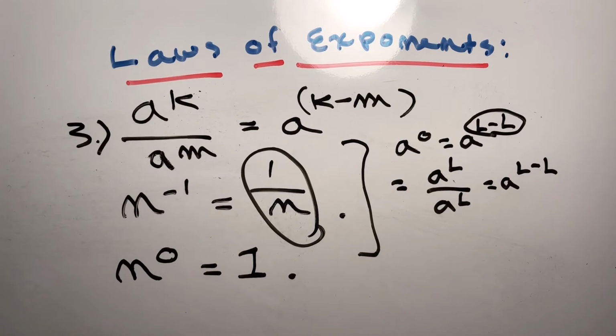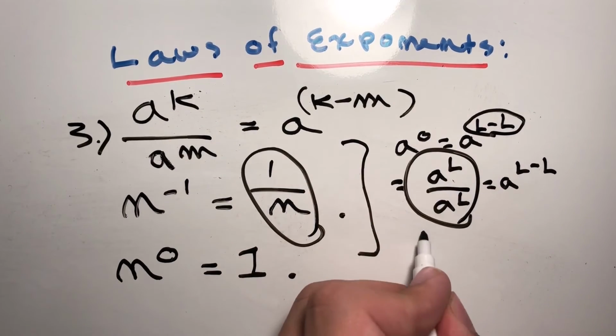And well, we know from division that any number divided by itself, a to the L over a to the L, the same as the top and bottom in this case, is just 1, right? Any number divided by itself is just 1. And so we know that this is just 1.